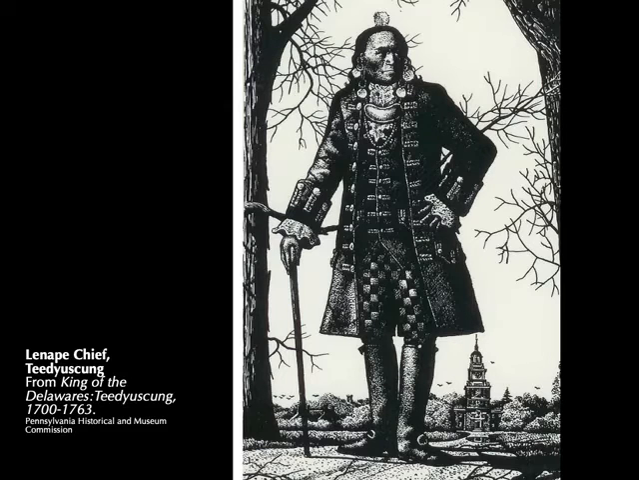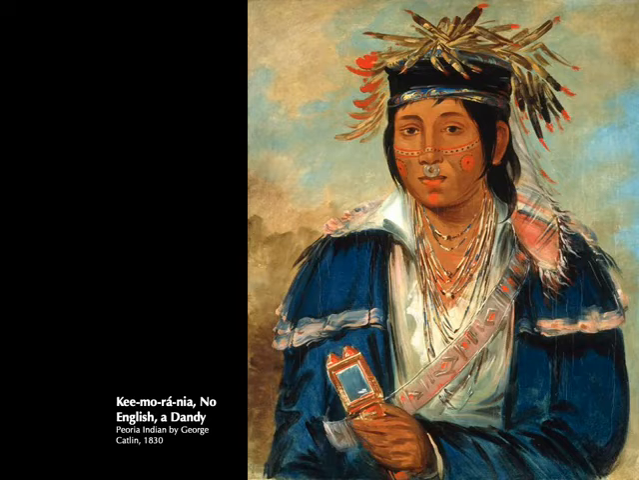So here are a couple of images of Native Americans who have adopted Western dress. This is Tidayuskung, who was a Lenape chief, and we see that he is wearing this very formal colonial waistcoat and jacket and knee breeches and boots, so very European, but then he also has his hair dressed in the Indian fashion, and he's wearing ear pendants and again this silver breastplate. So we can see him sort of selectively adopting some aspects of dress.